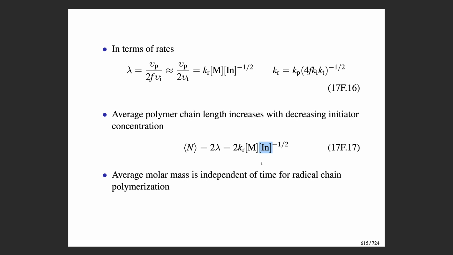So once you've got your chain reaction going, the length of the polymers will not depend upon how long you let it go. They're going to depend upon the concentration of initiator that you started with. So if you use a larger concentration of initiator, it's going to give you a larger average molar mass.